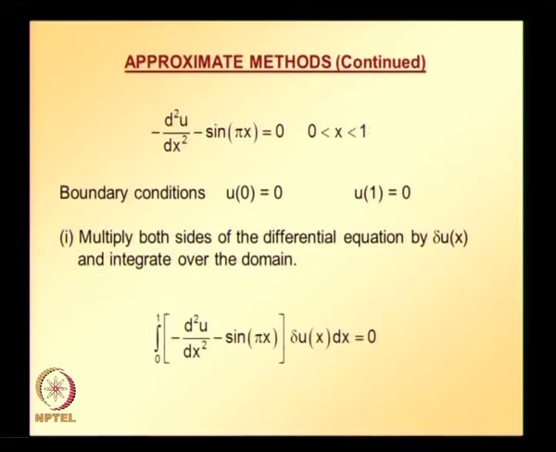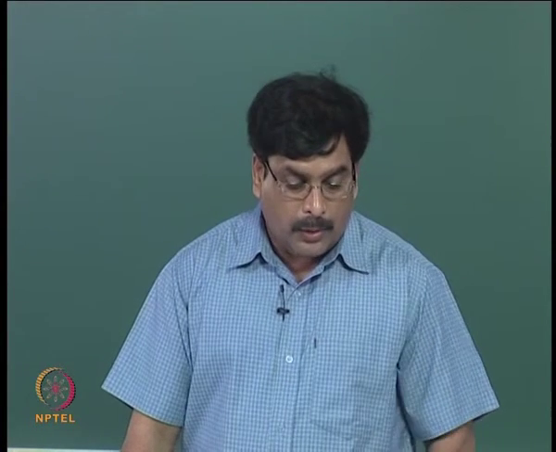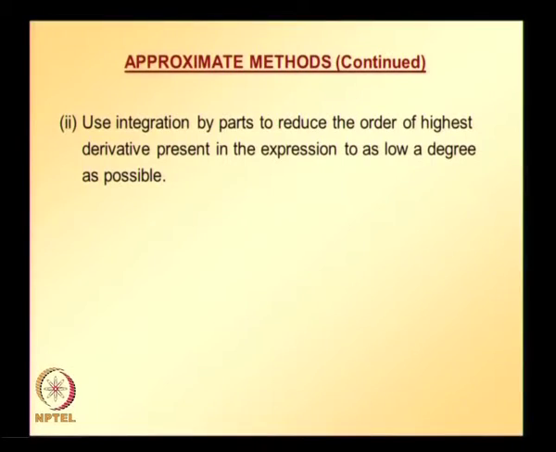Similar to the modified Galerkin method, the difference between the Galerkin method and the modified Galerkin method is the incorporation of integration by parts to reduce the highest derivative present in the equation. The same idea is used here. So the second step is to use integration by parts to reduce the order of the highest derivative present in the expression to as low a degree as possible.